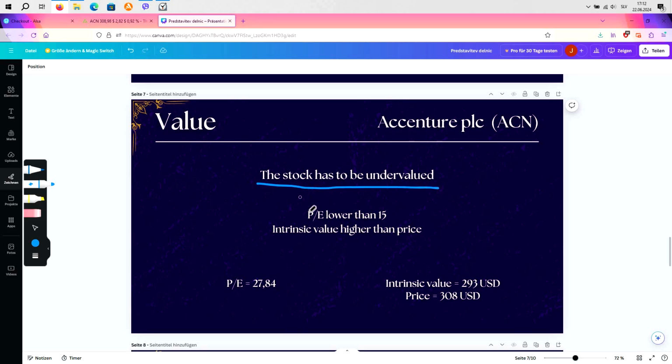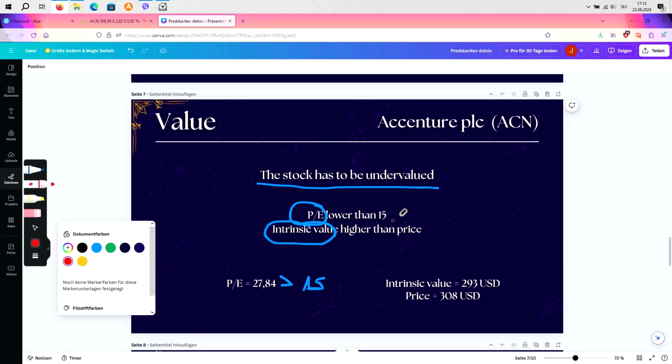Now, how can we decide that? We can decide that by measuring two different things, which is P/E ratio and intrinsic value. As a rule of thumb, P/E ratio has to always be lower than 15. Now let's take a look at the P/E ratio of Accenture. It's around 27, which is actually higher than 15. So that's not a good sign.